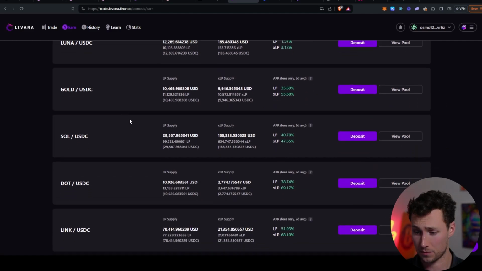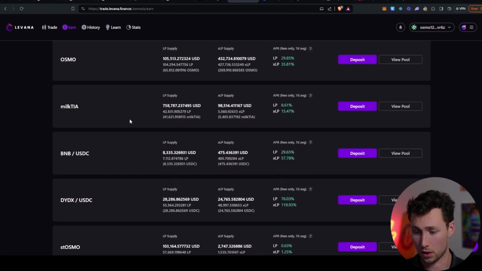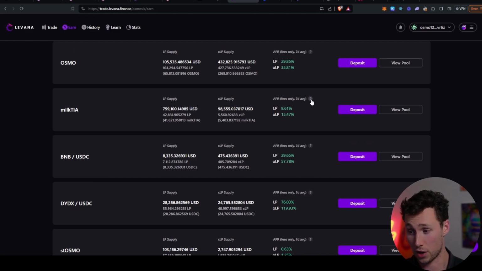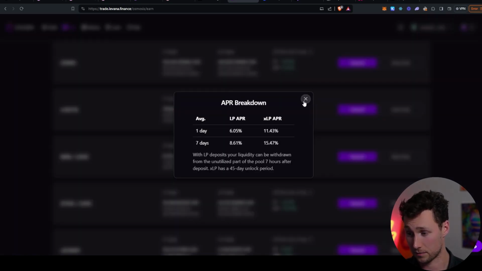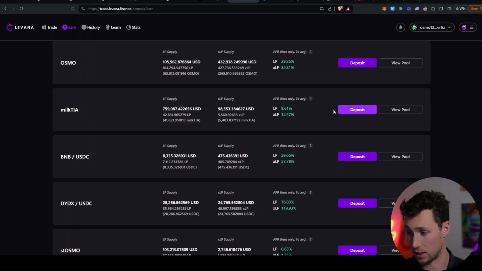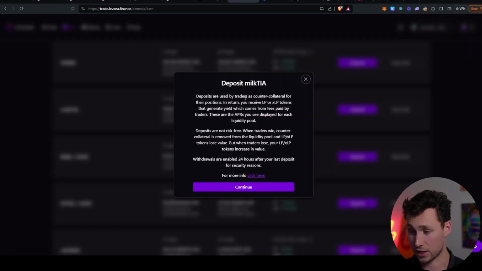And you can see here that they have a market for milkTIA. However, note there are some risks involved here. If we click, for example, on the deposit section here, then we can actually see the risks, and your deposits here are being used by traders as counter collateral for their positions. In return, you receive LP or XLP tokens, which generate yield, which comes from fees paid by traders.